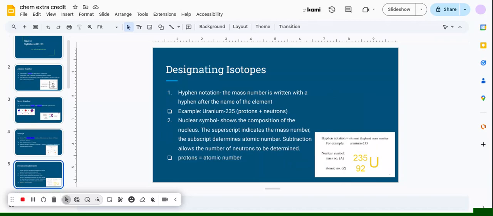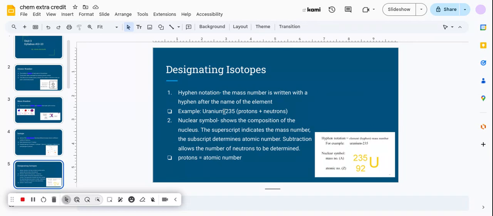So when you're designating isotopes, there are two different ways to do it. The first one is the hyphen notation, and that is the mass number written with a hyphen added after the name of the element. An example of that is uranium, and then you write the hyphen and you write the number, which would be the protons plus neutrons, and that is shown right there. And then it would be the same for any other element.